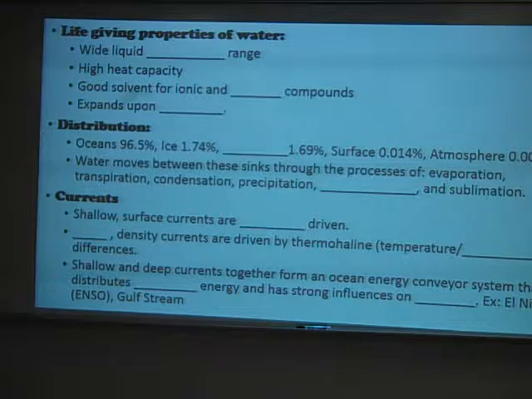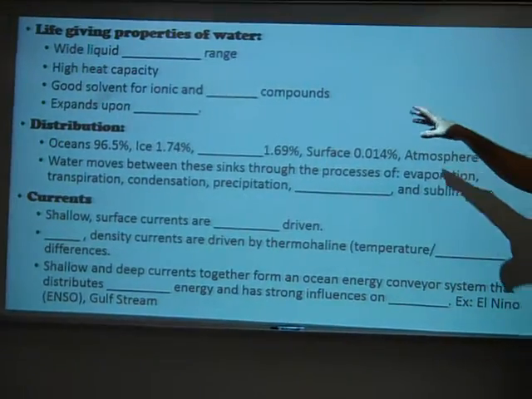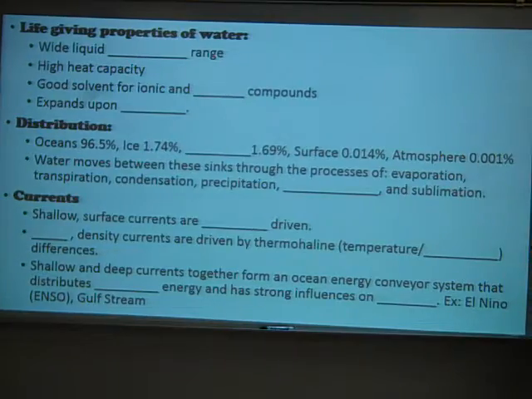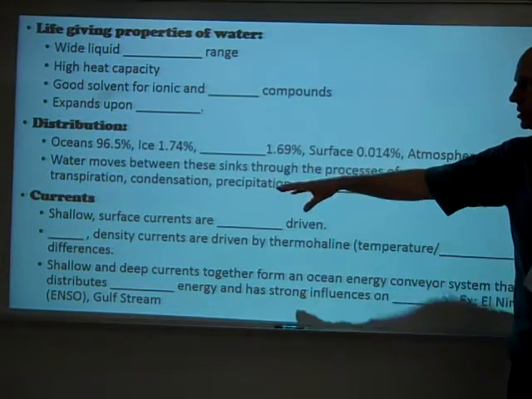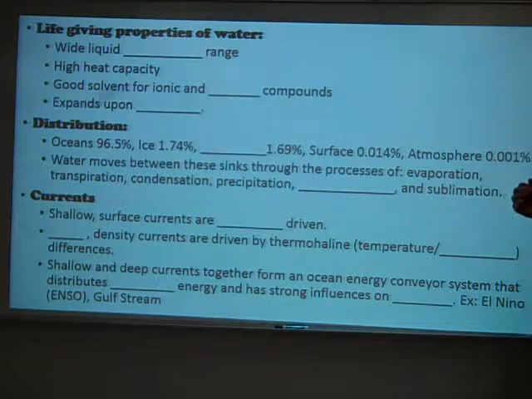It's important to know the special properties that water has. Wide liquid temperature range. It's a very high capacity for transferring heat. The fact that it's an ideal cellular fluid, and also the fact that it expands when it freezes, a very unique property of water. Also, its distribution around, how much roughly is in the oceans, ice, groundwater, surface water, and atmosphere. Those are your different sinks for it, and also the way it moves between those. That's what we call the water cycle, of course.